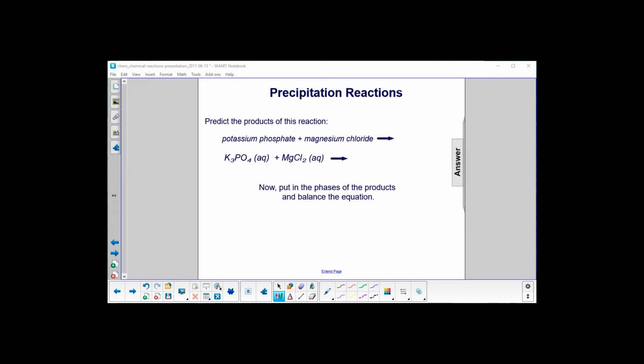Predict the products of this reaction, potassium phosphate and magnesium chloride. Well, let's see. We know that the potassium will join up with the chlorine and the magnesium with the phosphate, but we have to make sure we get the right compounds. So potassium has a valence of +1, phosphate is -3, magnesium is +2, and chlorine is -1. You get that off the periodic table or from your past chemistry experience. So let's see, we have potassium joining with the chlorine, and then we have magnesium joining with the phosphate.